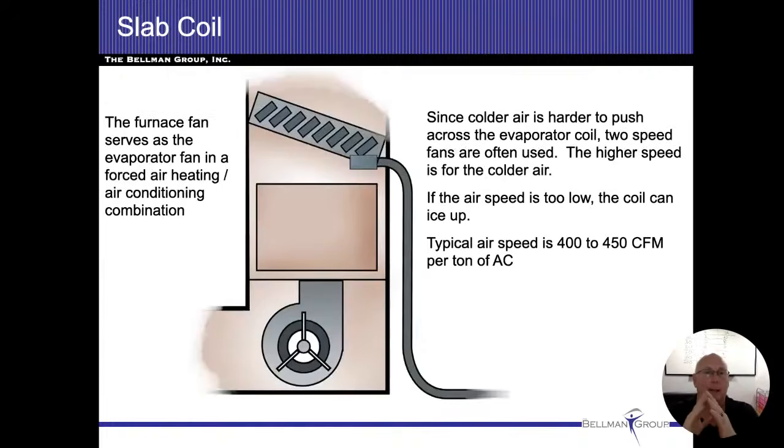A coil looked like the letter A, typical slab coil. We find these a lot on horizontal installs. Just one piece. So the A coil had 2 pieces, whereas the slab coil has 1 piece.